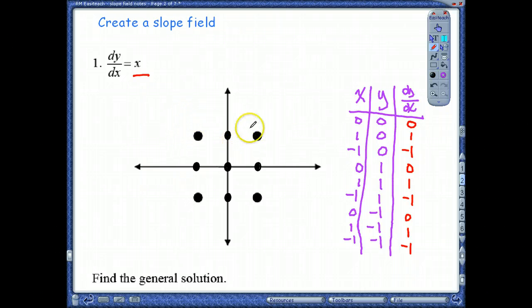So when I put these on here, everywhere my x coordinate is 0, I have a 0 slope, so that's just going to be a nice little horizontal line. Everywhere x is positive, I've got that slope. I'm going to try to make those slopes the same, parallel all the way through. And then these guys are negative 1.